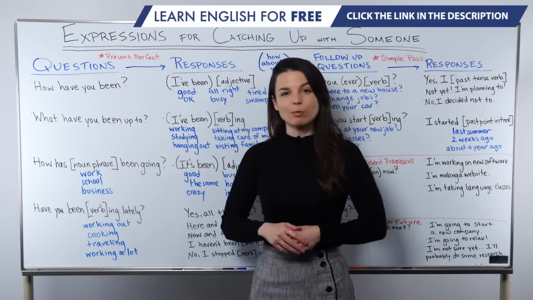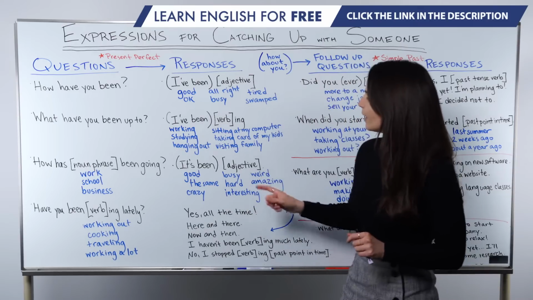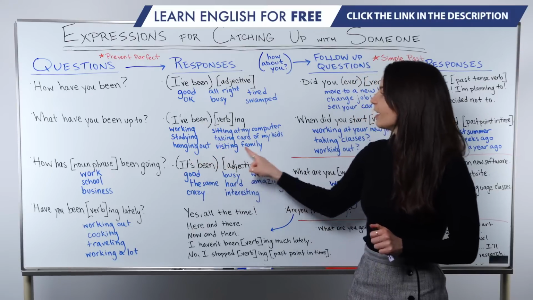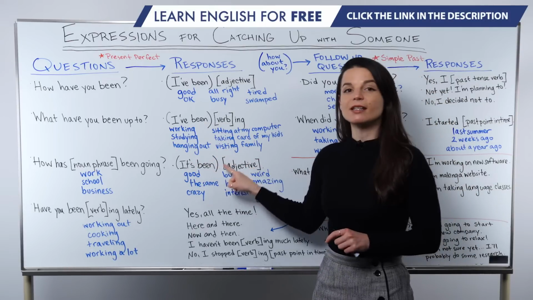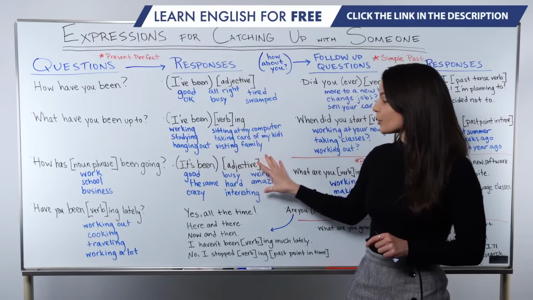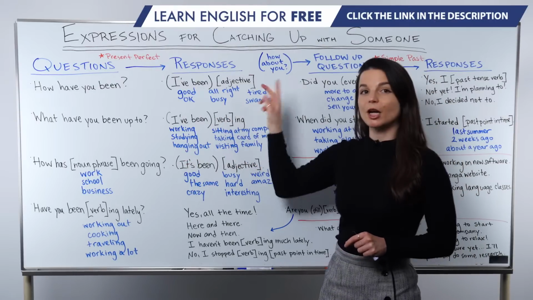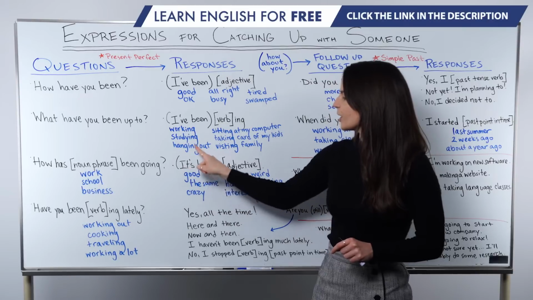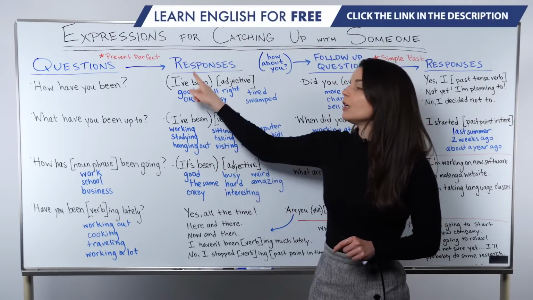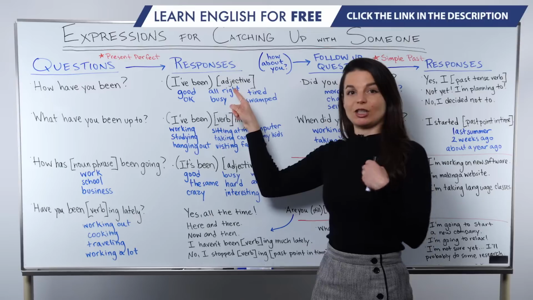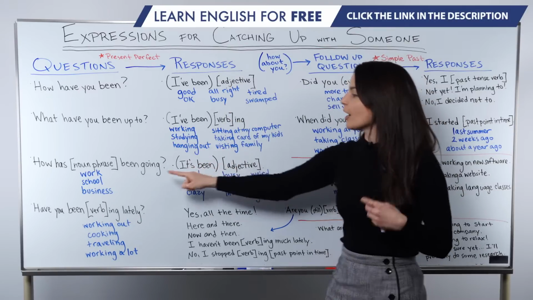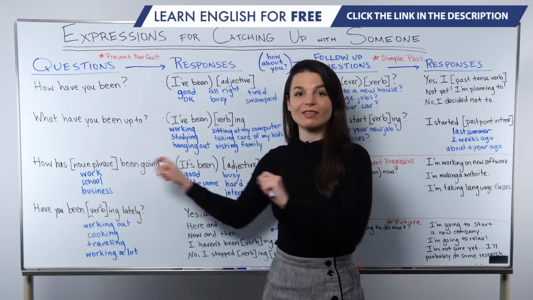So how do we respond to this question? We can respond, again, with a very similar pattern. It's been adjective. This is almost the same as the first one here, but the key difference is we're using it's here in the subject. It's been adjective. Here we said I've been adjective to talk about your condition. This uses it's been to talk about this thing, the condition of this thing.